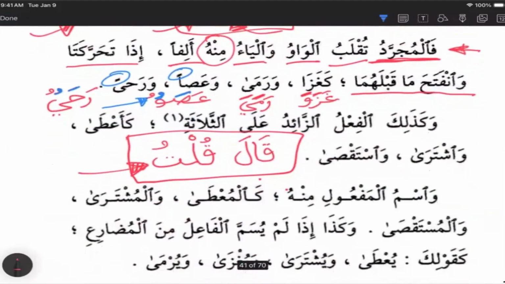Okay, so he says: فالمجرد تقلب الواو والياء منه ألفا إذا تحركتا وانفتح ما قبلهما. The bare triliteral verb, its wow or its ya is flipped into an alif when that wow or ya has a vowel and there's a fatha in front of it, كغزا ورمى وعصا ورحى.